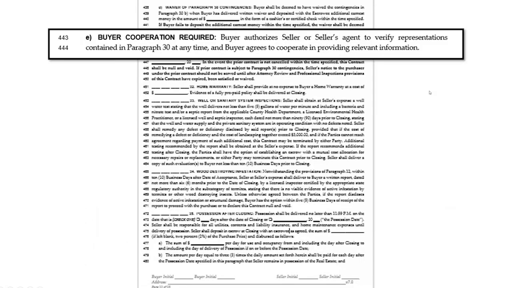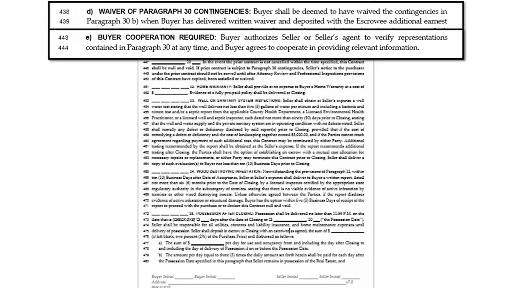So this says that the buyer authorizes the seller or the seller's agent to verify everything. That only means that we are going to verify that the property is listed. We have a right to get that information and know exactly what your buyer is doing with his property.